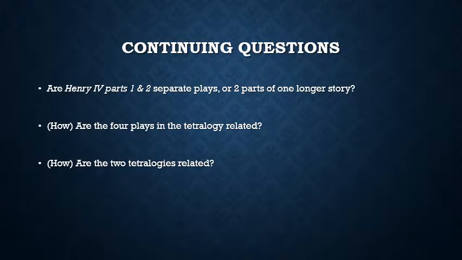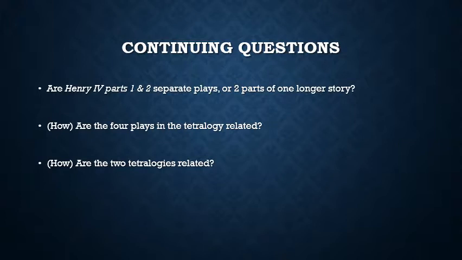How are the four plays in the tetralogy related as a whole, from Richard II all the way to Henry V? What exactly is their connection? I mean, certainly they are connected, but in what way? And then if we consider, and we're not going to be looking at both tetralogies, or even the other two plays in the second tetralogy, but on a broader scale, how do all of Shakespeare's history plays, or at least these eight that cover more or less a continuous period of time, how are they connected?